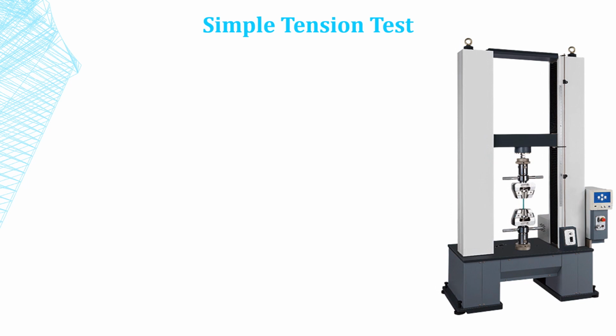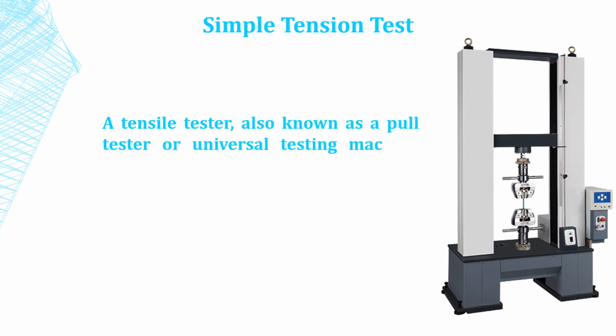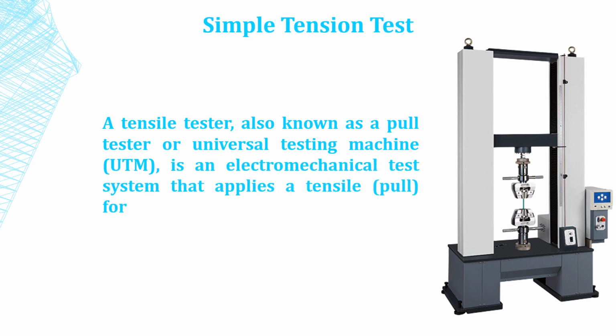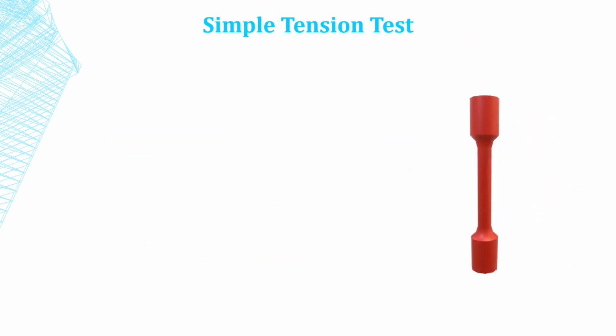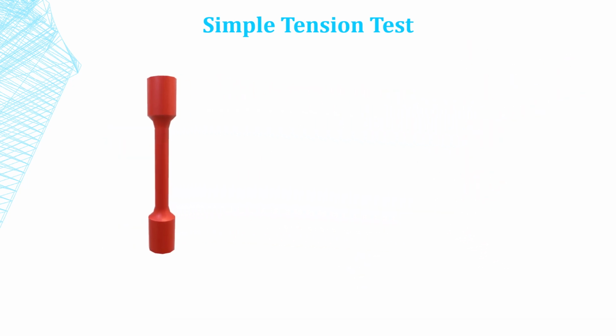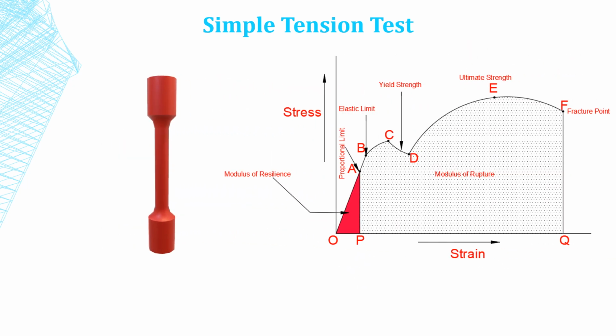Before directly moving to understand FEA, let's have a look at a simple tension test. A tensile tester, also known as a pull tester or universal testing machine, is an electromechanical test system that applies a tensile force to a material to determine the tensile strength and deformation behavior until it breaks. In this simple tension test, a rod is pulled until it breaks. So we can predict the failure of this rod using an experiment with the help of a UTM.